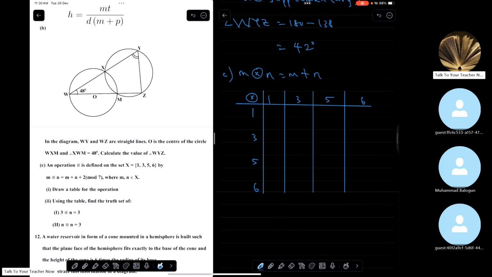Now, what is the definition of the operation? M circle times N equals what? M plus N plus 2 mod 7. They said we should make a table. Ajara, draw a table for the operation.